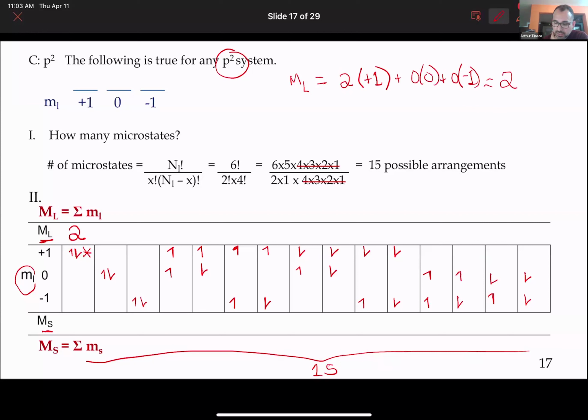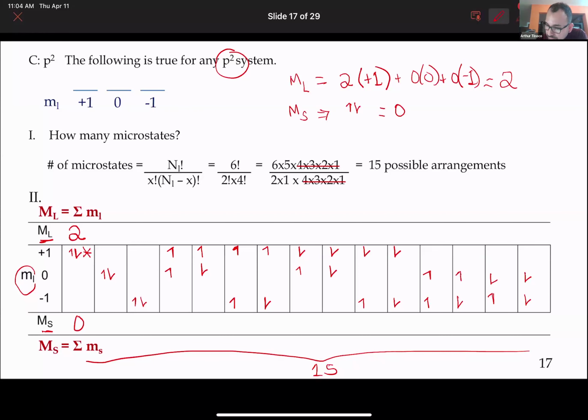But what about the m sub S? Well, in this case, we have the electrons spin up and spin down, so you're going to have a system with a value of 0. That would be a value of 0 right there. Okay, all right, so let's move on to the next one.